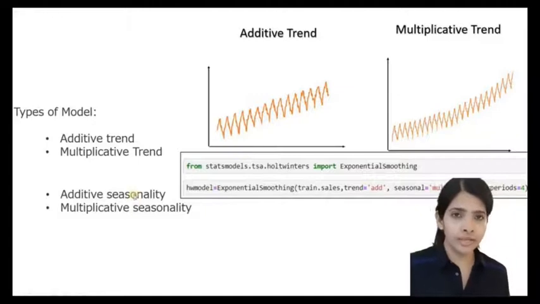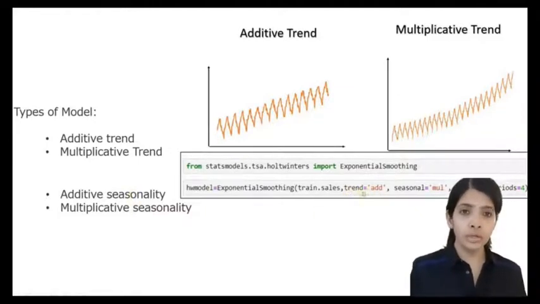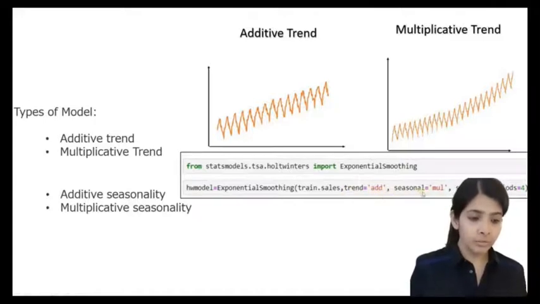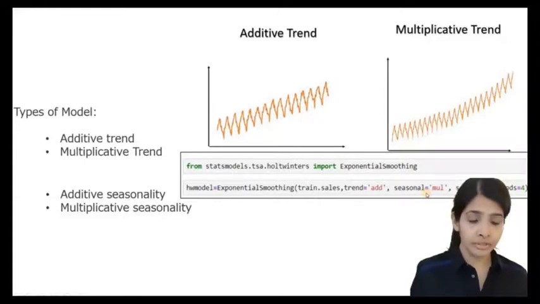Identifying the nature of trend is very important, as well as the seasonality. Like when we do the coding, we'll see that we have to mention whether the trend and the seasonality are additive or multiplicative in nature.